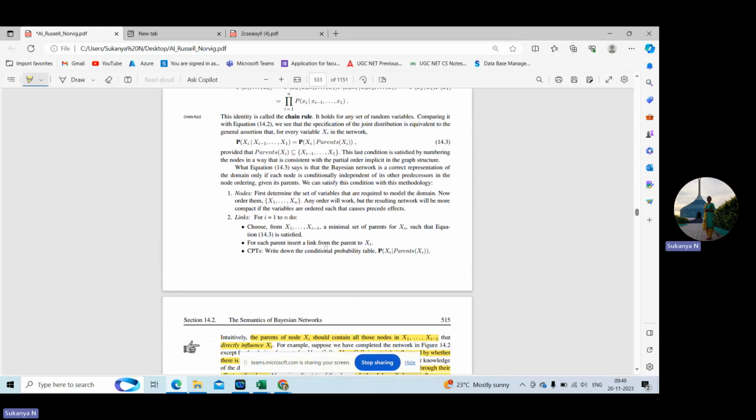Here we have said Mary calls and John calls are directly influenced by the alarm. So we have taken the next as alarm, and the alarm will ring only if there is a burglary or an earthquake. Right. So as per our statement, Mary calls is certainly influenced by the alarm, and Mary's calling behavior is influenced only by the alarm. So the probability of Mary calls is dependent on alarm. Alarm is a parent node. Right. So next we have compactness and node ordering.